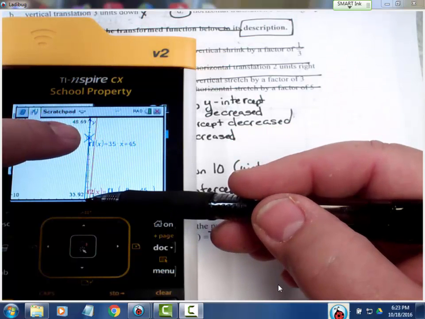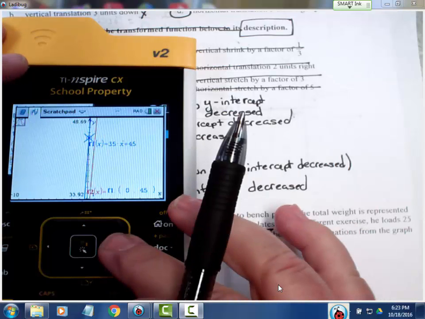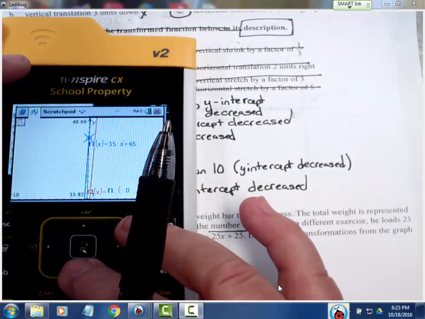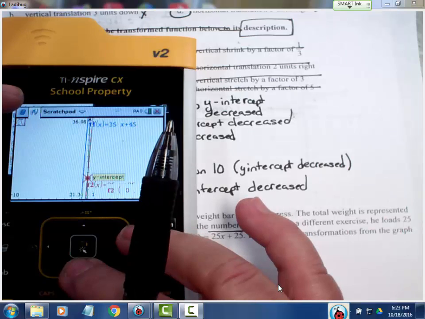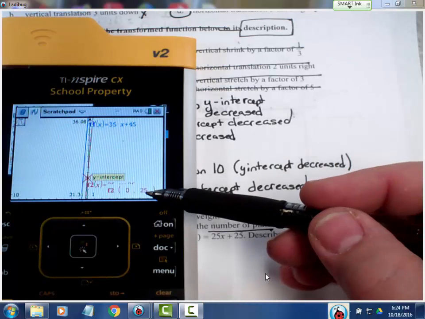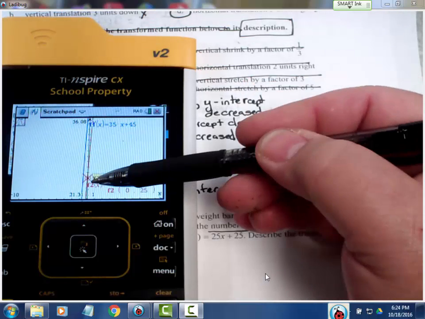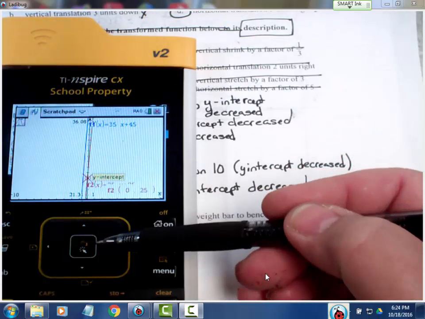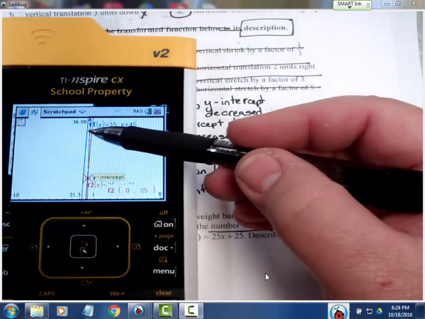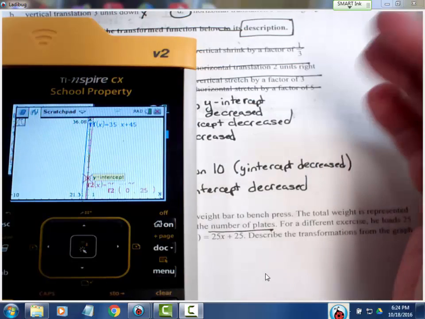Somewhere down in here is where f2 is going to cross, or that was our 25x plus 25. So we can jump lines if you like, and you just hit the down arrow key and it jumps down and it shows you. Okay. It shows you that the other intercept is at 25. So we know that we went from 45 to 25, so we had a decrease of our y-intercept, and our slope decreased because the red line is not as steep.